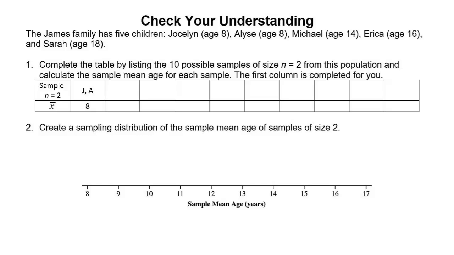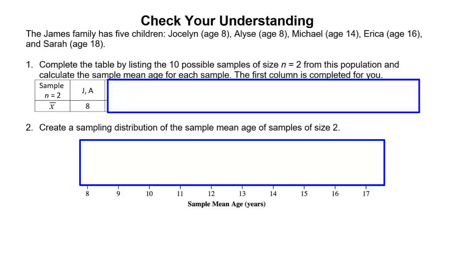The James family has 5 children: Jocelyn, age 8, Elise, age 8, Michael, age 14, Erica, age 16, and Sarah, age 18. Complete the table by listing the 10 possible samples of size n equals 2. So we're picking out 2 kids, and we are averaging their ages. They started it for us. They picked out Jocelyn and Elise. So then we take Jocelyn's age 8 and Elise's age 8. We add them together and divide by 2. And so we get an average of 8.